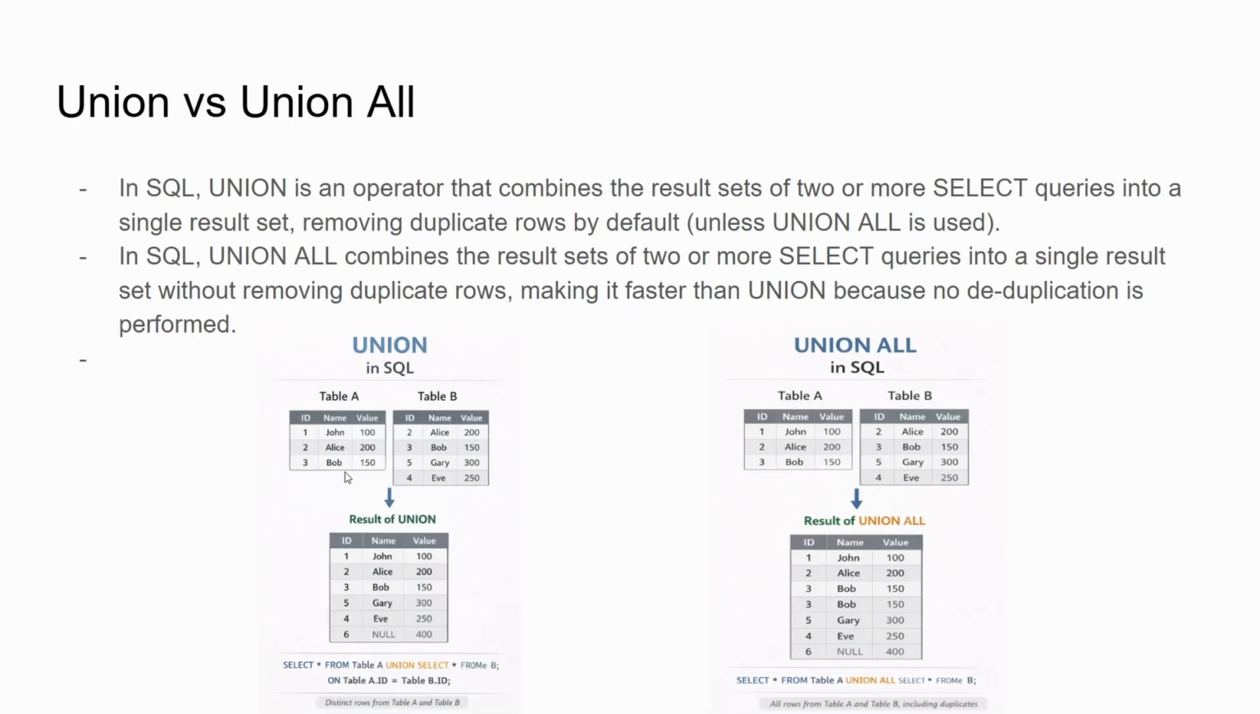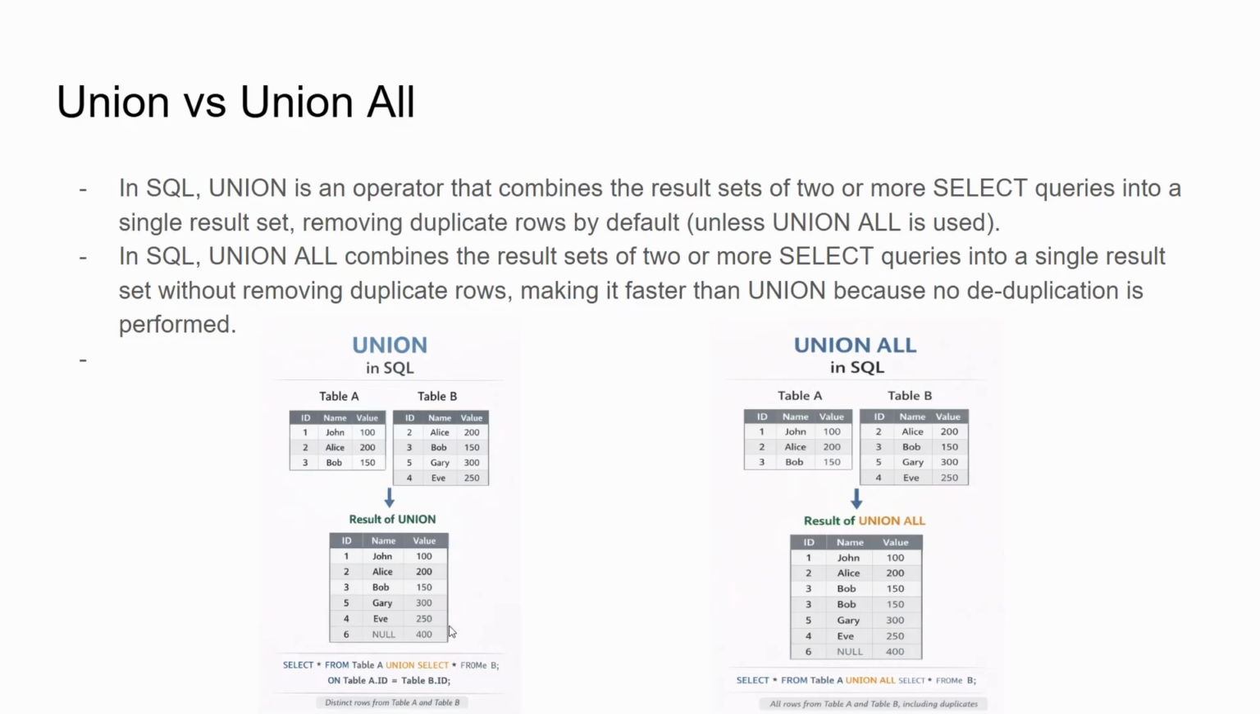So we have John, Alice, Bob, and John, Alice, Bob, Gary, and Eve. It will only have one Alice in it, Alice of 200, because table A is being unioned to B. If, for example, B had a value of 300 here, and I was unioning B and A, then Alice of 300 would have remained and Alice of 200 would have gotten dropped. So right now it is John, Alice, Bob, Gary, Eve.